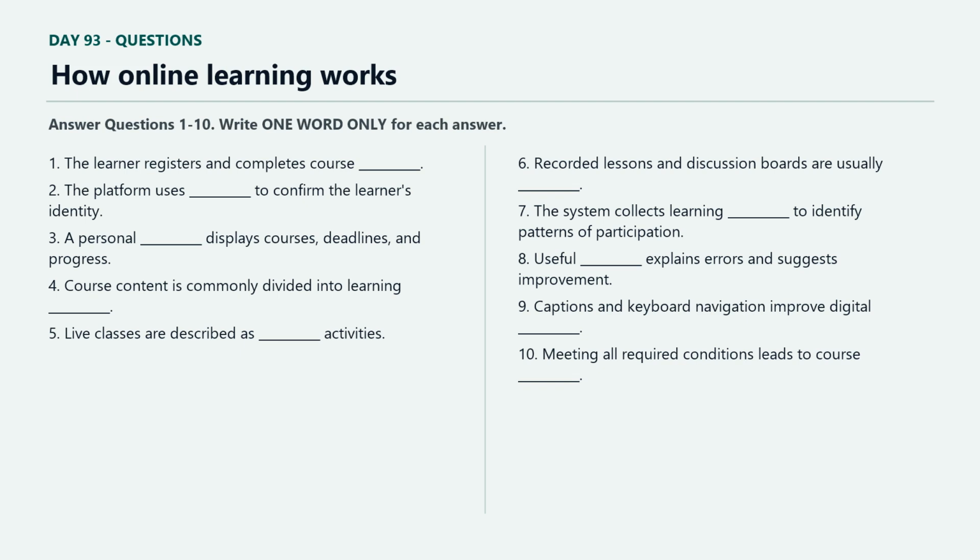The first step is creating a user account. The learner provides basic information, chooses login credentials, and confirms an email address or another contact method. Registration alone does not necessarily give access to a specific course. The learner must also complete enrollment, which formally connects the account with the selected course or program.